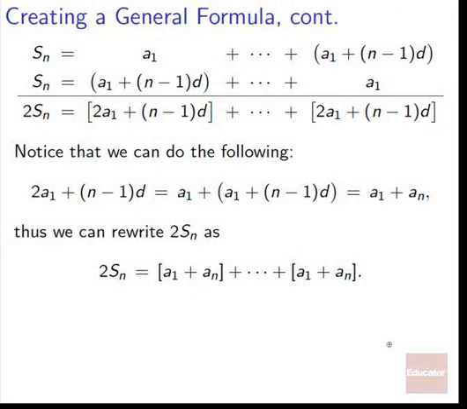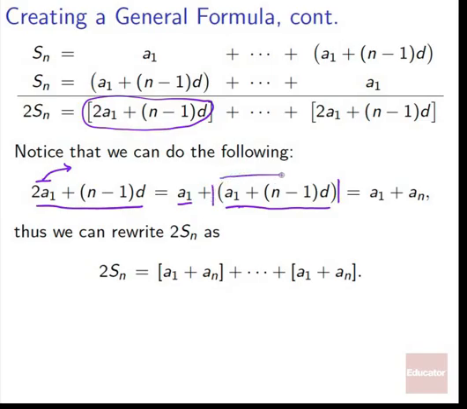So notice at this point we can do the following. We can write this 2A1 plus (n-1)d. Well, that's the same thing, we can split the 2A1 into two different parts. So we've got A1 plus, and then we can just put parentheses, A1 plus (n-1)d. Well, we already have a way of writing this out. A1 plus (n-1)d, well, that's the nth term. So what we've got is A1 plus An. We swap each one of them out. We now have 2Sn is equal to A1 plus An plus blah, blah, plus A1 plus An.